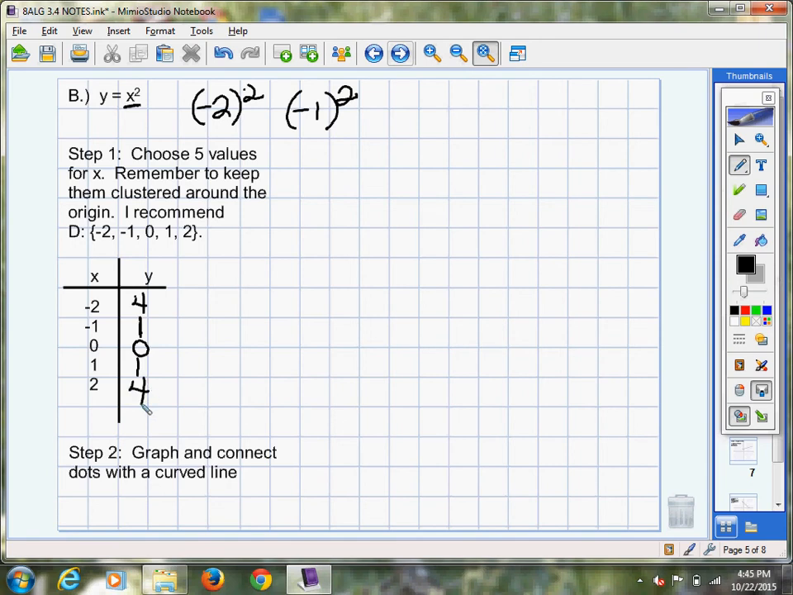If you square any number, you're going to get it positive. Just like absolute value. If you take the absolute value of any number, it's going to be positive. The same is true for squaring a number. Now we're going to graph these points, and we're going to connect those dots.